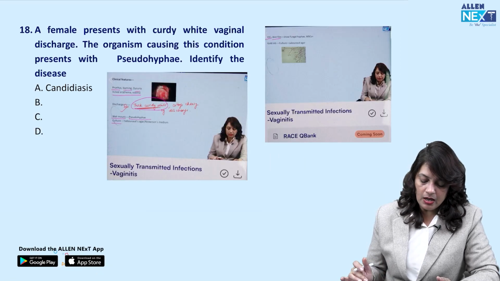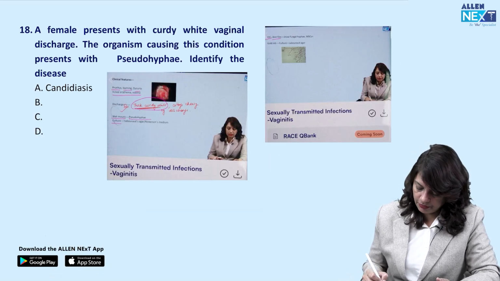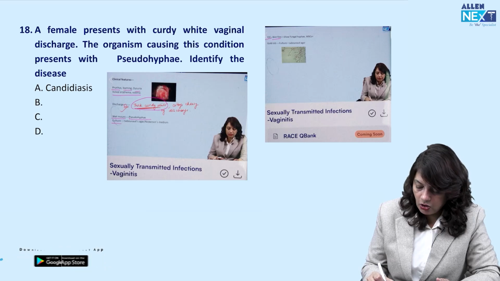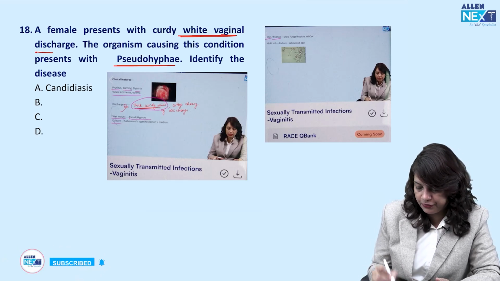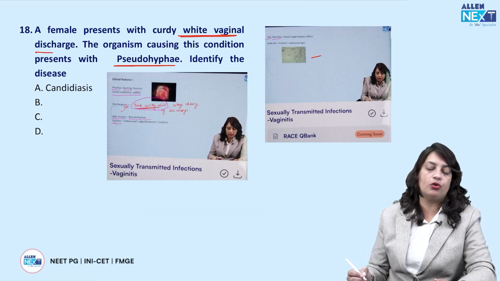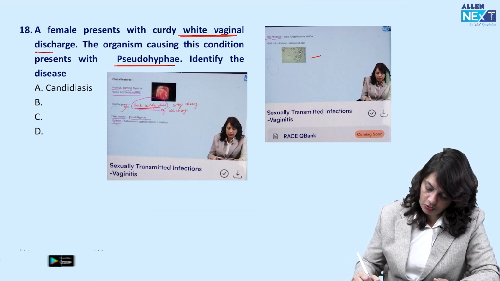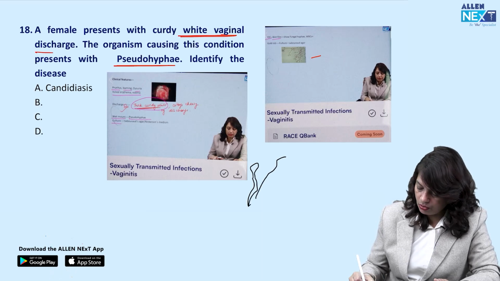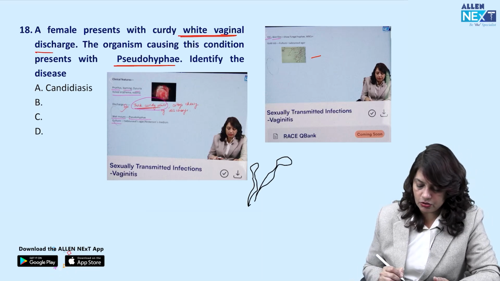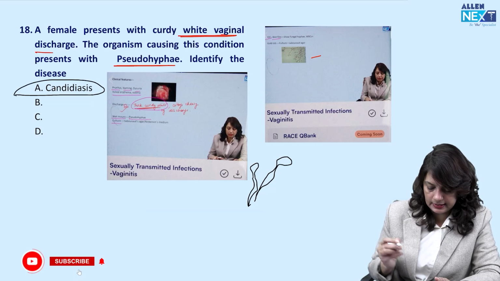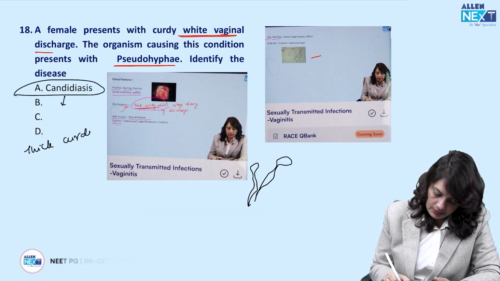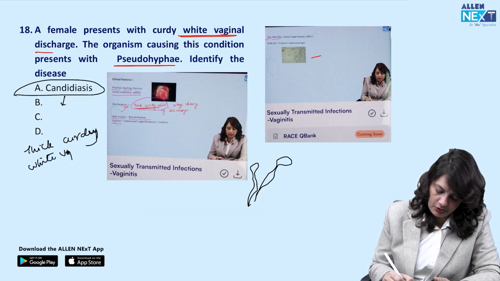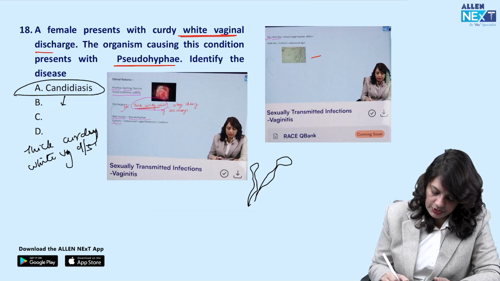Next, a female presents with curdy white vaginal discharge, and the organism causing this condition presents as pseudo hyphae. You see pseudo hyphae. Okay, so this is candidiasis. In candidiasis there is a thick, curdy, white vaginal discharge, which is given in the question.